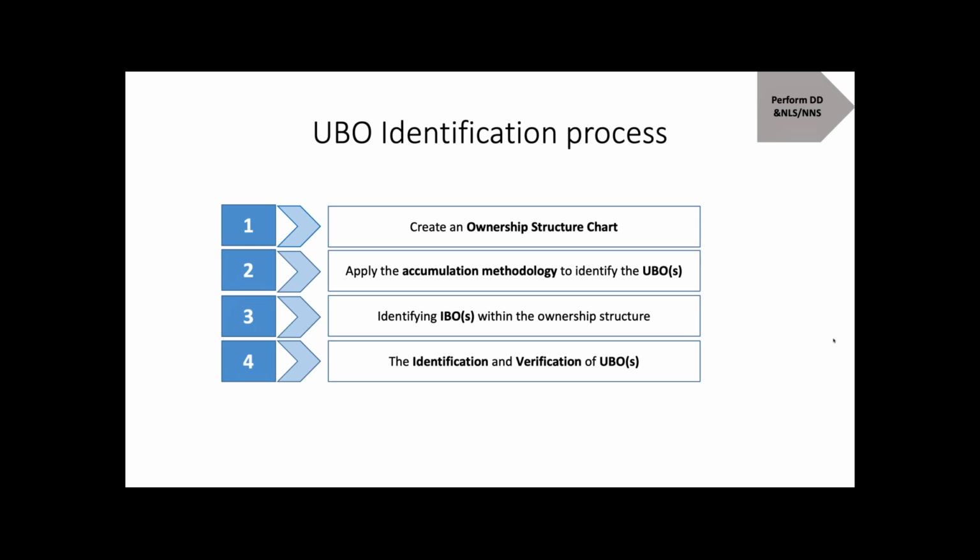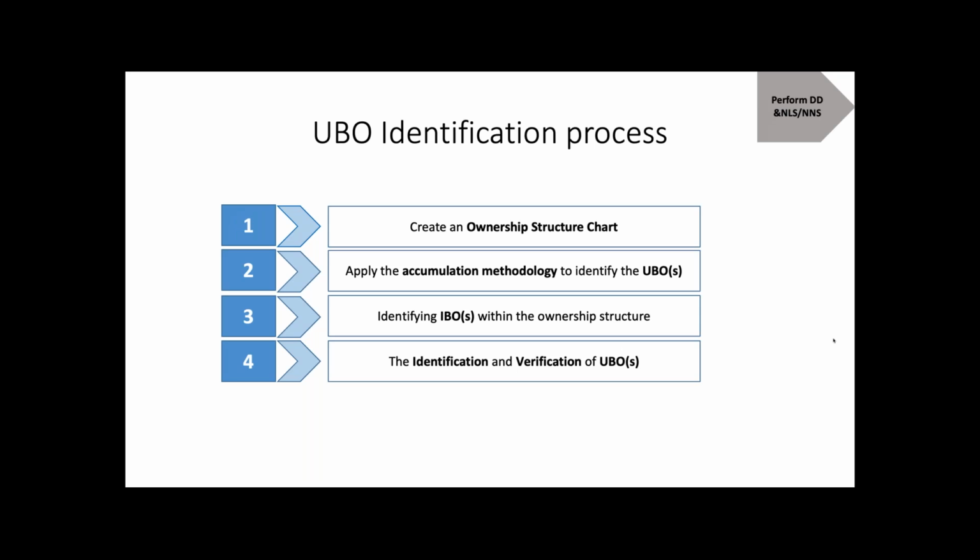Accumulation methodology, I will explain. Identify all the IBOs because you have to carry out sanction screening on all the IBOs. And whenever you identify an individual who is a UBO, you have to verify them by requesting their passport or using whatever agreed process in the organization where you'll be working.